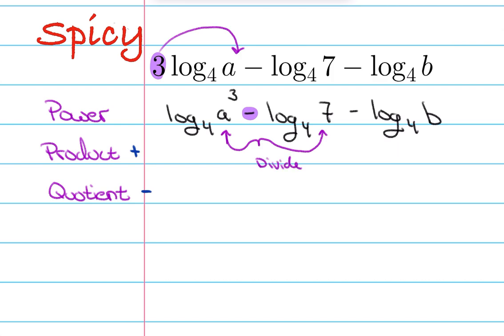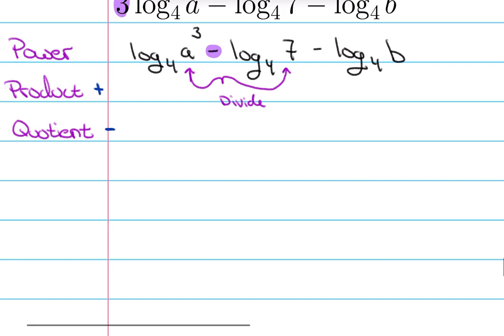So I'm leaving this part alone right now. I am not going to try to take a bigger bite than I can chew. I want to keep this one piece at a time. So I'm going to write this as, again, one logarithm, log base 4, base stayed the same, first divided by second. Okay, so that means that I'm going to have a to the third divided by 7 minus log base 4 of b.